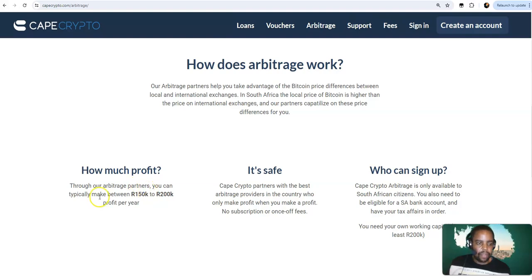Okay, how much profit through our arbitrage partners can you typically make? Between 150K to 200K profit per year. That's a lot of money. That is a lot of people's annual salary. I could say that it's safe. Cape Crypto partners with the best arbitrage providers in the country who only make profit when you make profit. No subscription or once-off fees.